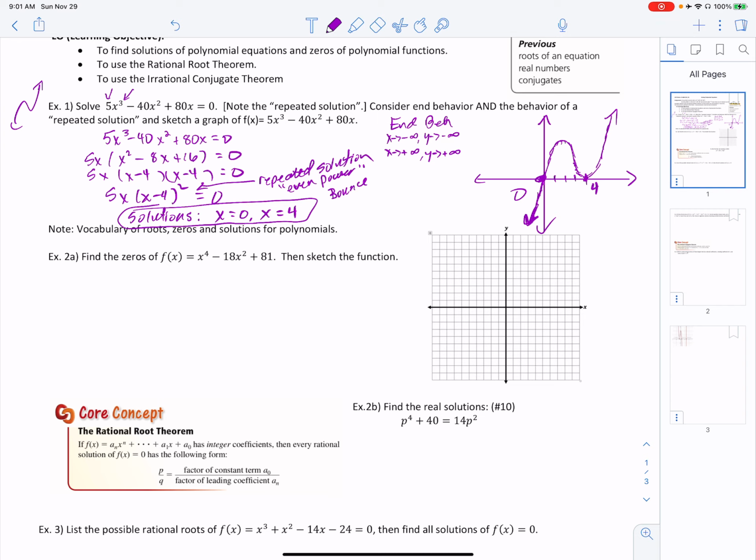Example 2a, find the zeros of this function and then sketch the function. And so on this one, it's quadratic in nature. The exponent of 2 is half of the exponent here. And so it's quadratic in nature, so we can factor x squared, two numbers that multiply to be positive 81, add up to negative 18 or minus 9. And we're finding 0, so set it equal to 0. And then each of these are differences of squares that factor x plus 3, x minus 3.